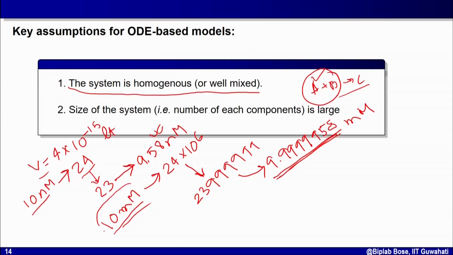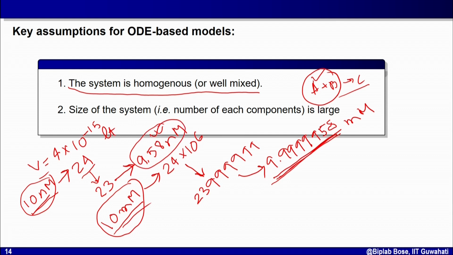If you have to model this system using an ordinary differential equation, the dependent variable should not change abruptly. It should be changing continuously. So for this type of system, if the concentration is higher at 10 millimolar, then I can easily assume that these changes are happening smoothly, continuously. But if the concentration is very low, suppose 10 nanomolar, then a simple change of one molecule will cause an abrupt change in concentration. And I cannot use ODE for this type of model system.